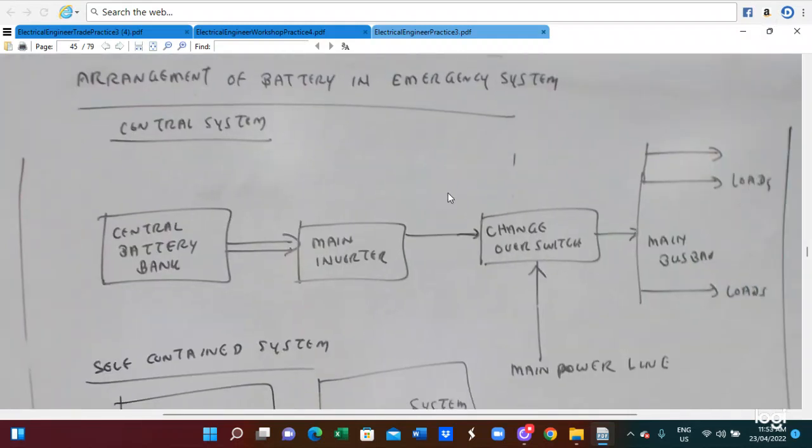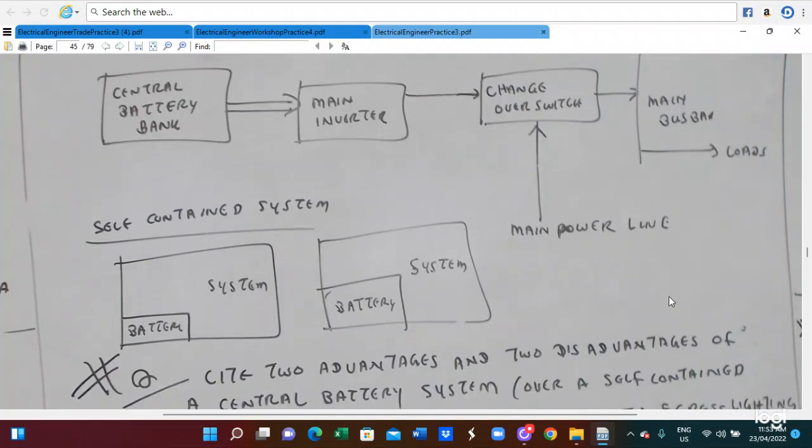So this is the arrangement of batteries in the emergency system. This is the central battery bank, and the main inverter, and this is a changeover switch connected to the power line and connected to the load like this. When the main power line is sensed by the changeover switch, the changeover switch switches the power to the main power system. The cell connected system is where individual units are included in the system and the battery.